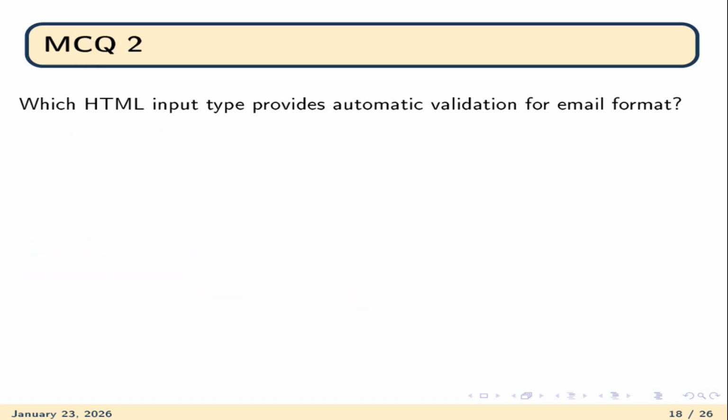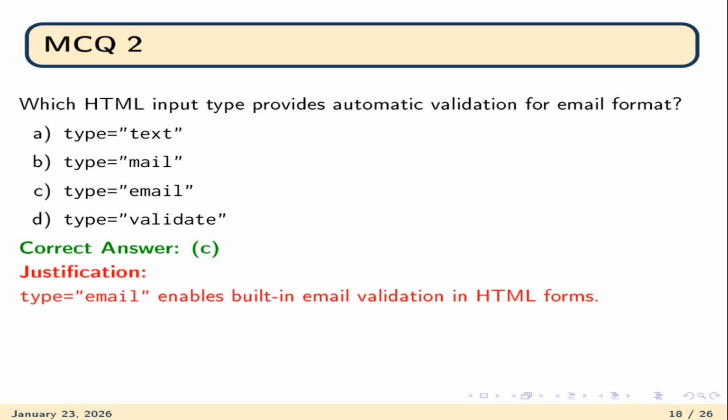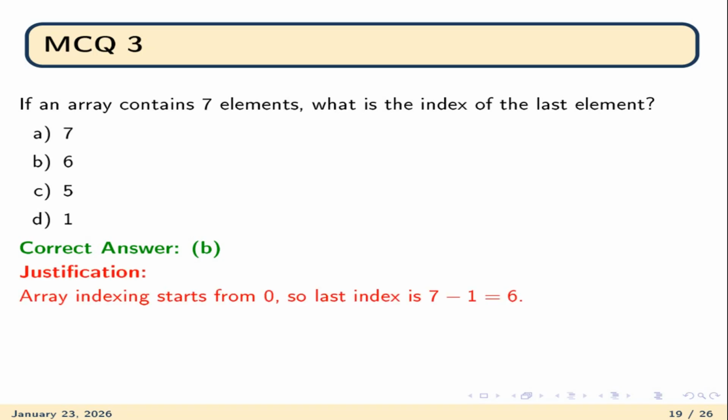Question number 2. Which HTML input type provides automatic validation for email format? That is type equal to email. That is option C, because type equal to email enables built-in email validation in an HTML form. Question number 3. If an array contains 7 elements, what is the index of the last element? 7, 6, 5, 4. That is B, 6, because the first index starts from 0. Array indexing starts from 0, so the last index will be 7 minus 1, that is 6.